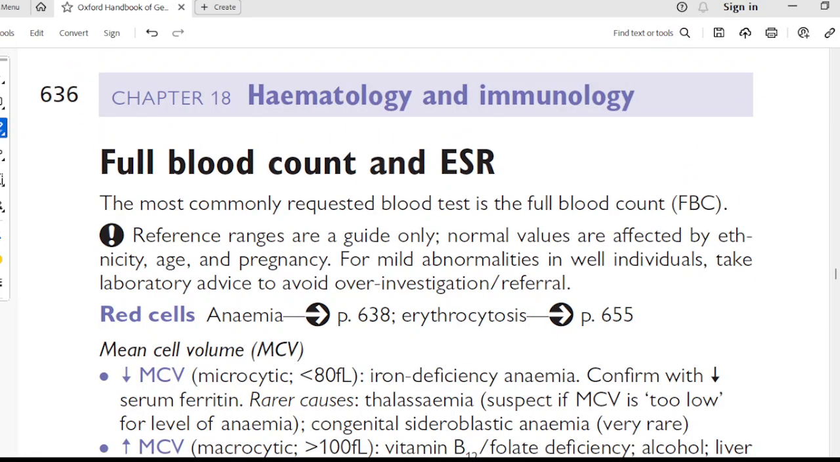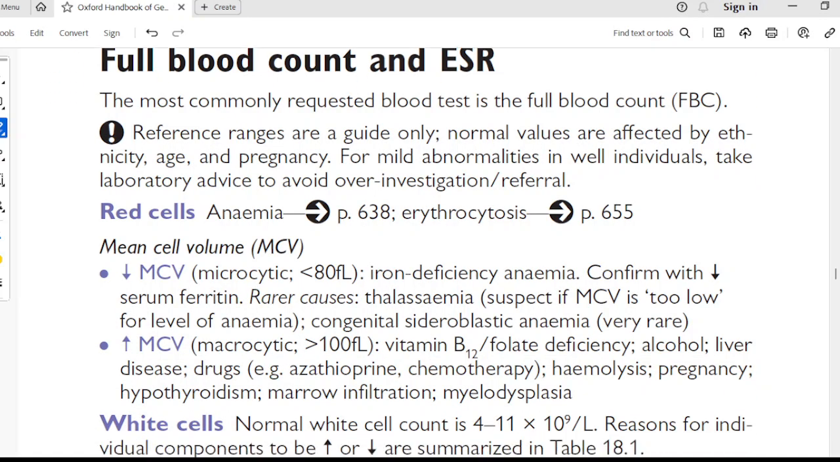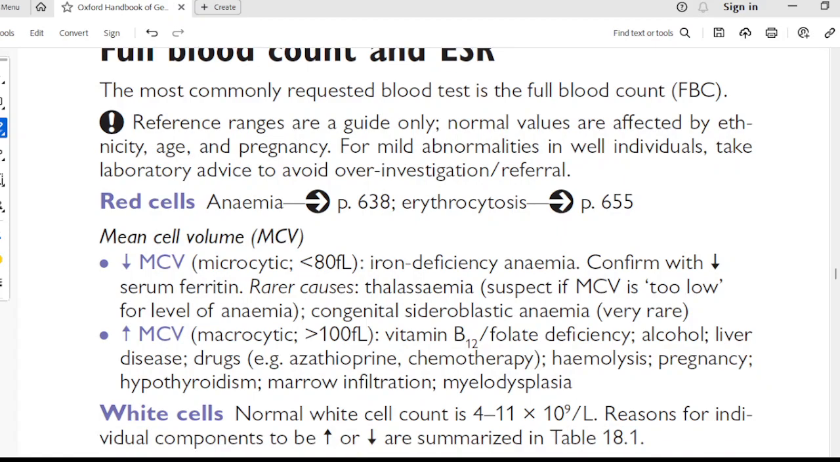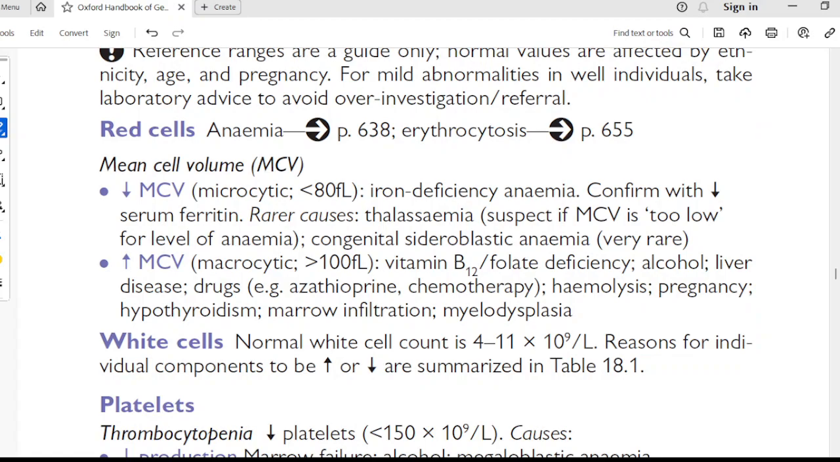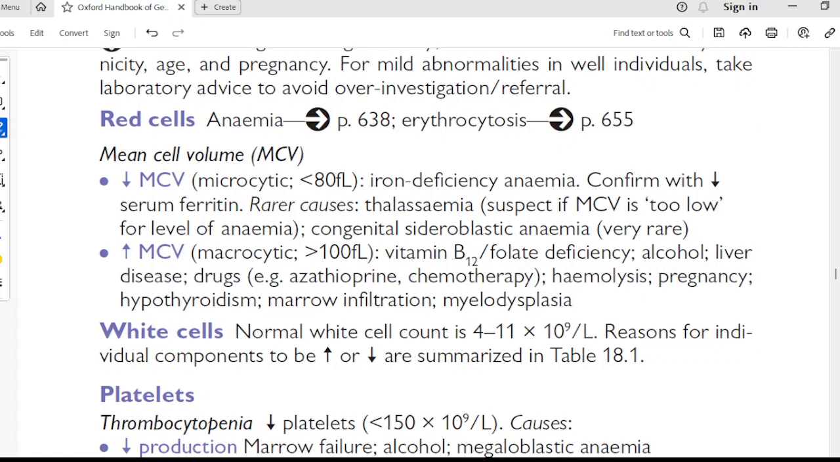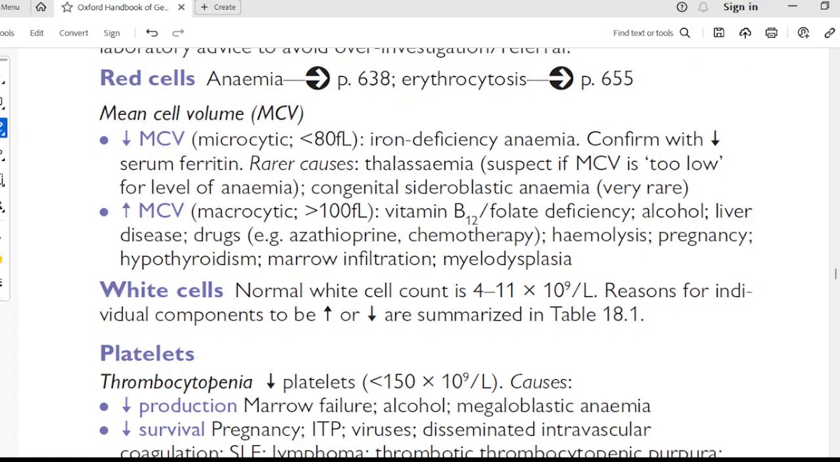Page number 636, Hematology and Immunology. Full blood count and ESR. The most commonly requested blood test is the full blood count. Reference ranges are a guide only. Normal values are affected by ethnicity, age, and pregnancy. For mild abnormalities, as well as in well individuals, take laboratory advice to avoid over investigation or over referral. Red cells, anemia, erythrocytosis.